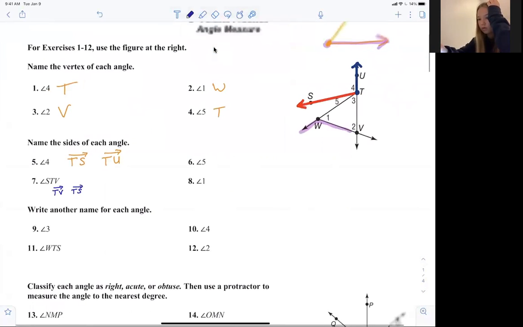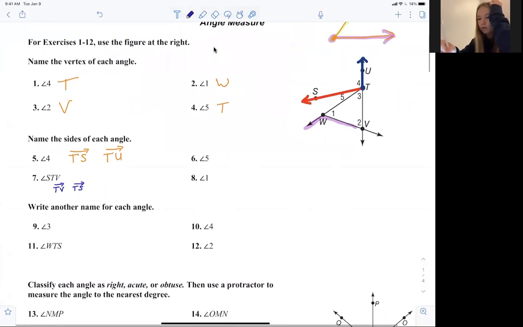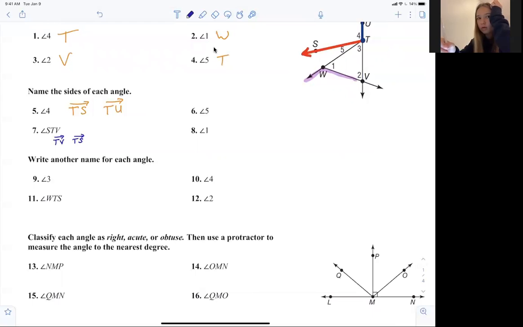So angle 1, last one. What do we got? WT and WV. Everybody happy with that? Angle 3. How else could I say angle 3? Now you name an angle with 3 letters. Name an angle with 3 letters because I can't just call it angle T. So what will we call it?